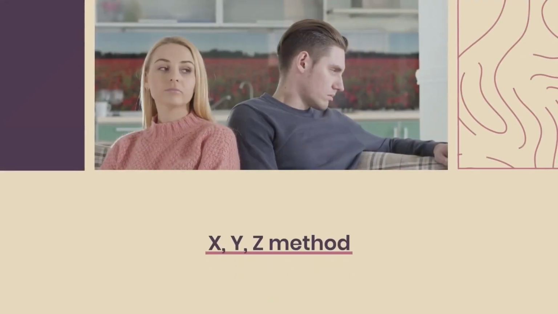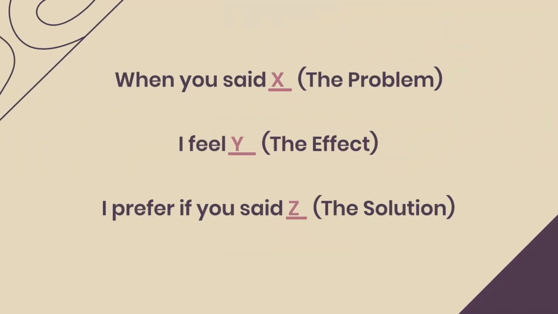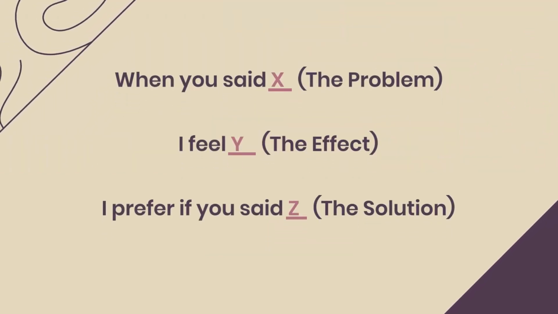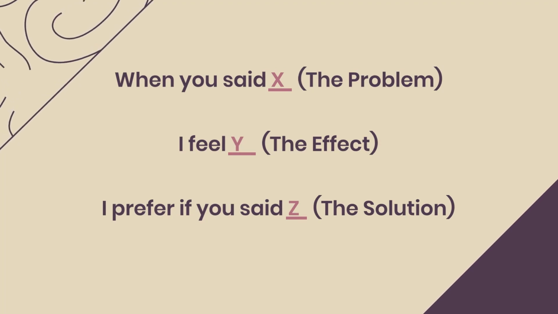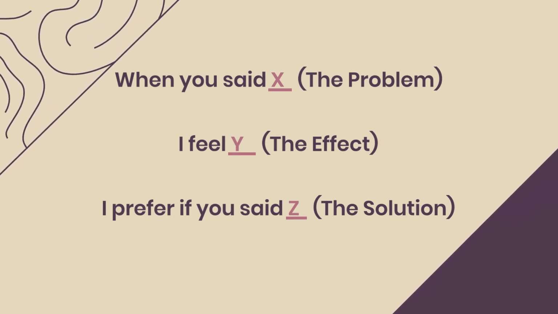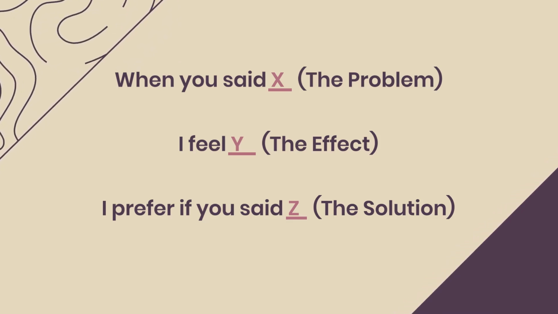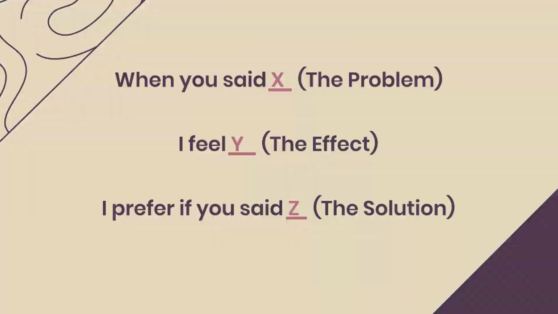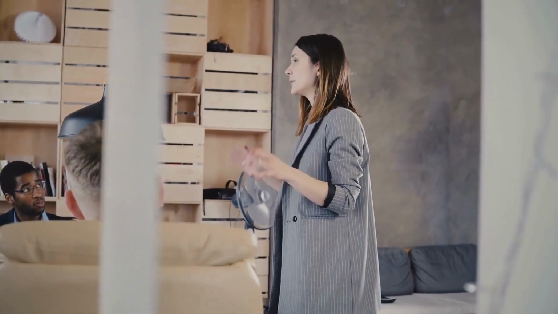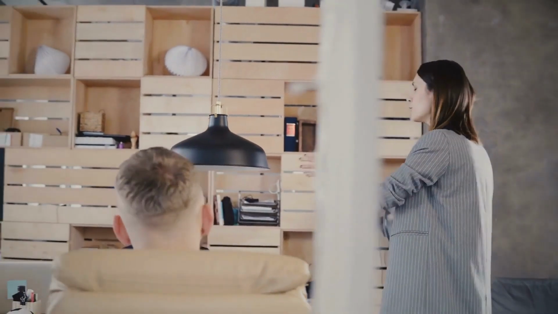Now this is called the XYZ method, which you may have heard of. What we're going to do is say, when you said X, I feel Y, and I would have preferred if you said Z instead. So for example, let's say a boss said some nasty things in a meeting room and you wanted to confront the person or have a conversation with that boss.